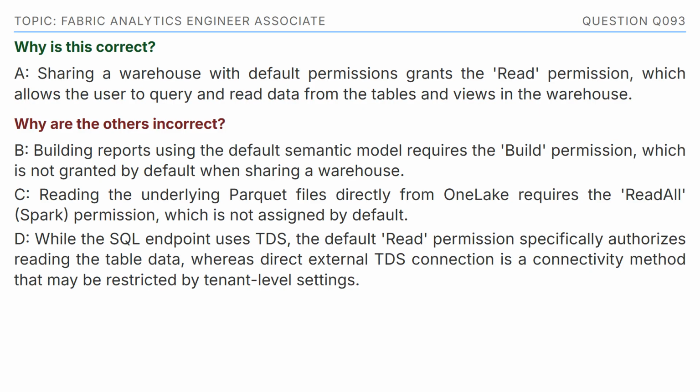Why are the others incorrect? B. Building reports using the default semantic model requires the Build permission, which is not granted by default when sharing a warehouse. C. Reading the underlying Parquet files directly from OneLake requires the ReadAll, Spark, permission, which is not assigned by default. D. While the SQL endpoint uses TDS, the default Read permission specifically authorizes reading the table data, whereas direct external TDS connection is a connectivity method that may be restricted by tenant-level settings.